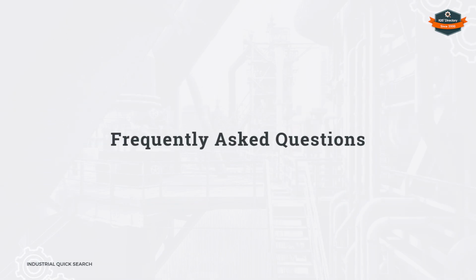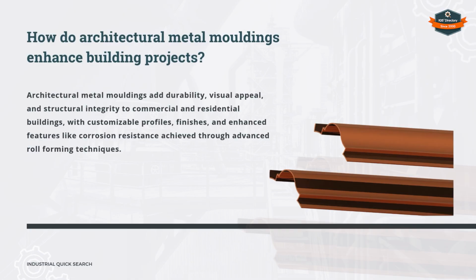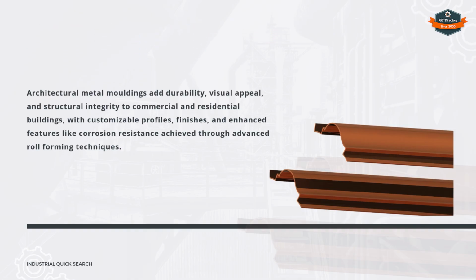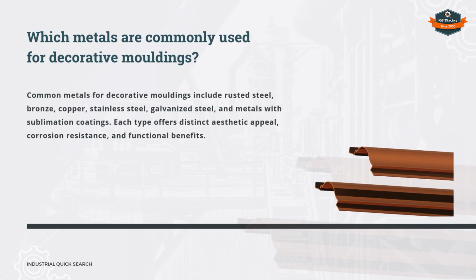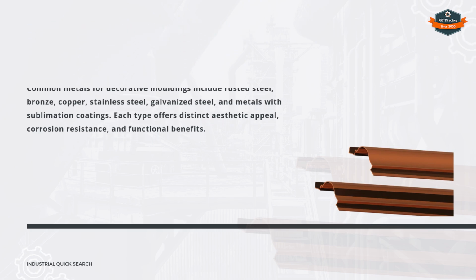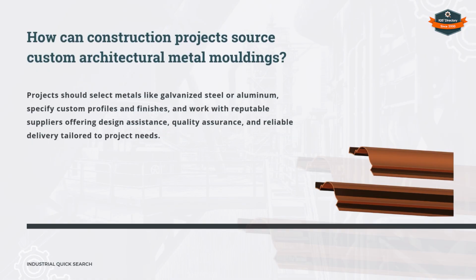Frequently asked questions. What is roll forming in metal molding? How do architectural metal moldings enhance building projects? What are the main differences between metal molding and metal injection molding? Which metals are commonly used for decorative moldings? What factors should be considered when designing metal moldings? How can construction projects source custom architectural metal moldings?